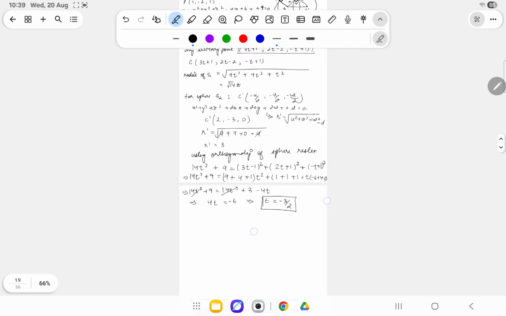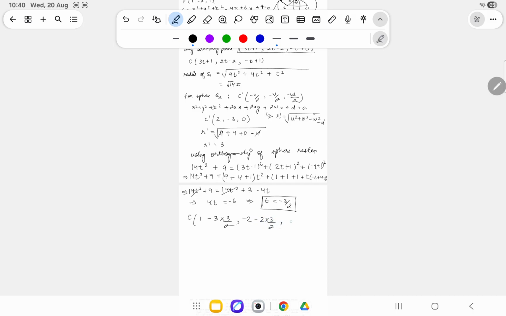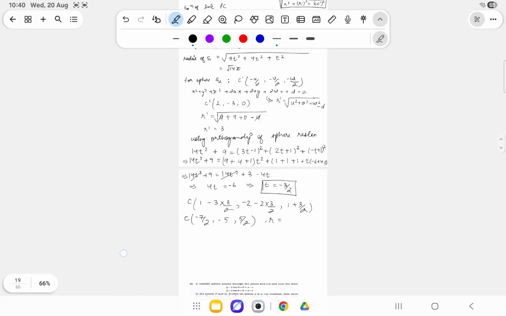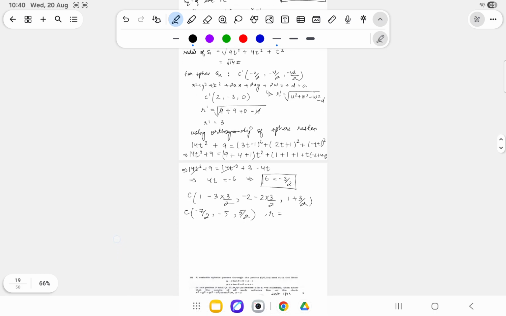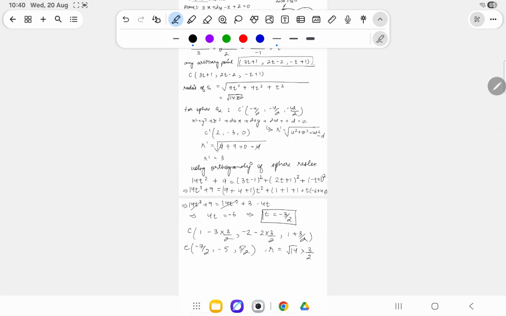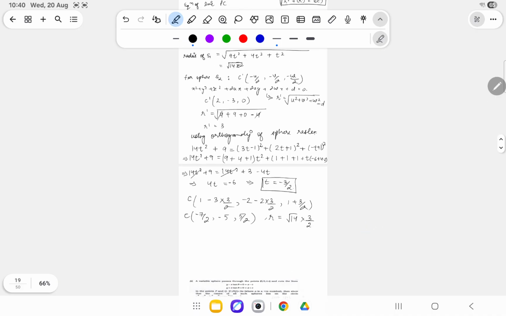So I can easily find out the center and radius of the sphere. My center is 1 minus 3 into 3 by 2 comma minus 2 minus 2 into 3 by 2 comma 1 plus 3 by 2. If I simplify it, my C is 2 minus 9 minus 7 by 2 comma minus 5 comma 5 by 2, and my radius r is under root 14 into 3 by 2. I am taking positive because radius cannot be negative, so I am just taking mod of t, because anywhere I'll get under root 14t square, and if I simplify it, it will be under root 14 into 3 by 2.